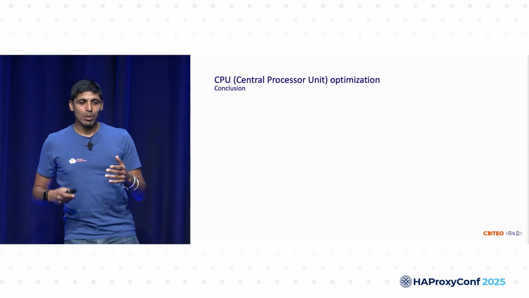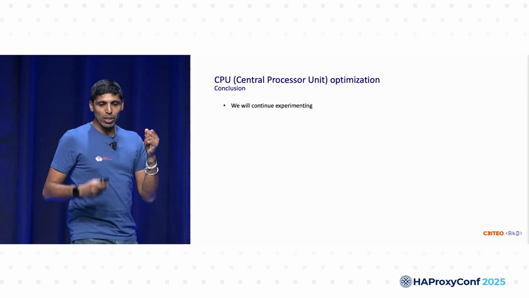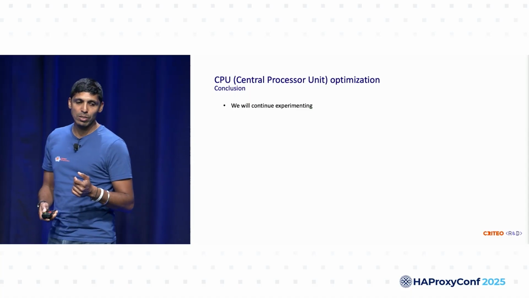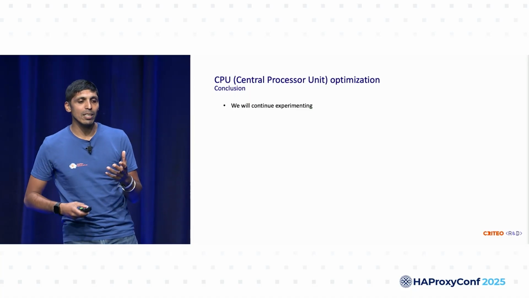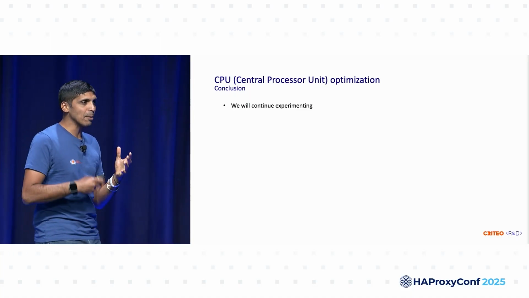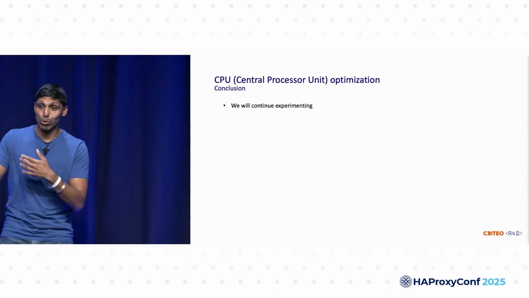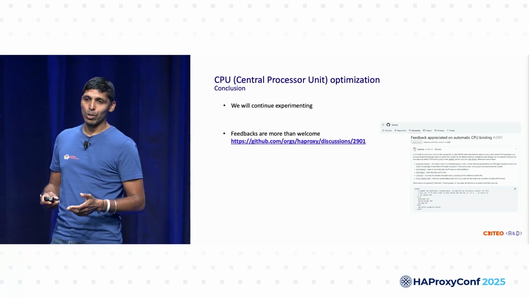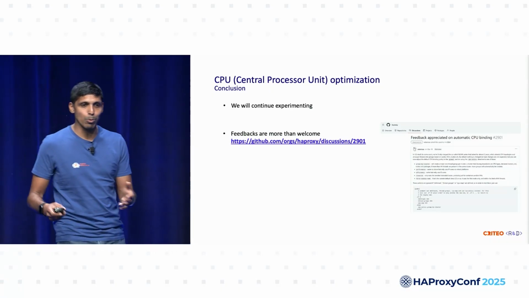As a conclusion, we will continue experimenting to find the best configuration that works for us. Clearly, having a policy with auto-computing abstracts complexity. So I invite you to try it. And there's an open discussion on GitHub to gather feedback in case you want to try it.